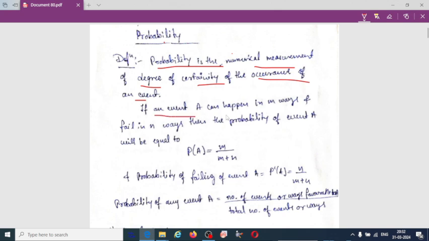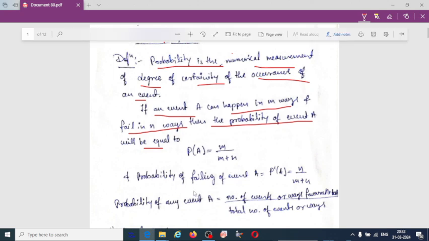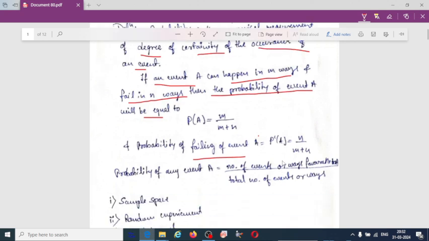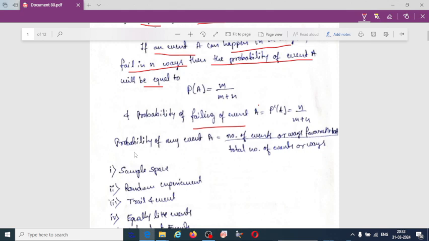If an event A can happen in m ways and it fails in n ways, then the probability of event A will be equal to m divided by m plus n. The probability of failing of the event, you can take A prime, that is P of A prime is equal to n divided by m plus n. So if you want to define the probability of an event, it is the number of events or ways favorable to event A divided by the total number of events or ways.